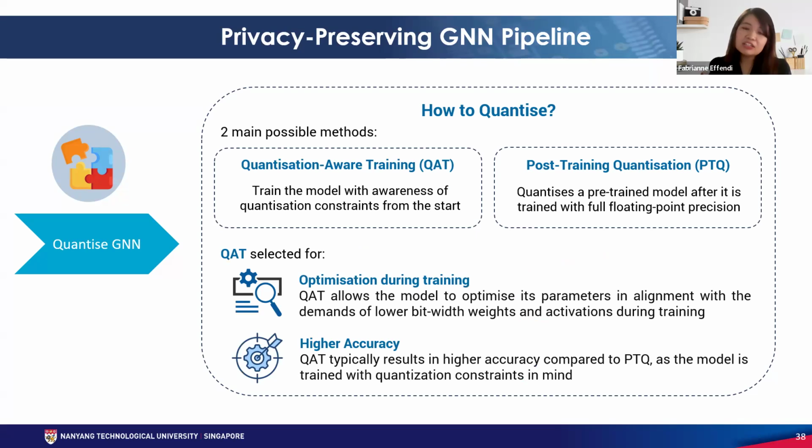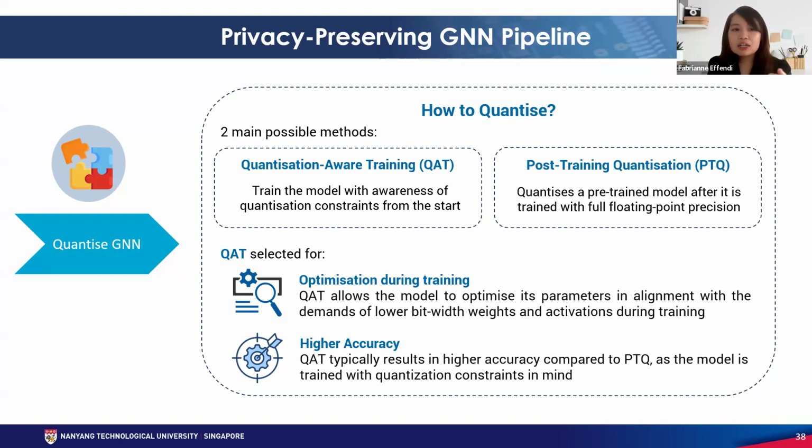For quantization, I was exploring different methods, and there are two main methods. Quantization-aware training, or QAT, quantizes right from the start, so it trains the model with awareness of quantization constraints from the start. Meanwhile, post-training quantization, PTQ, quantizes after training in full precision. So that's the difference between QAT and PTQ.